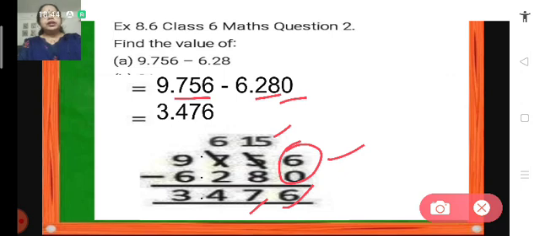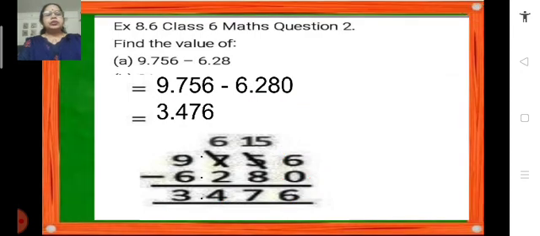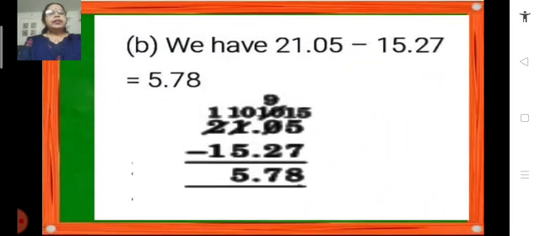Let's move on to the tenths place. Here we have 6 here. So 6 minus 2 becomes 4. Then put the decimal point. Move on to the ones place. Here we have 9 minus 6. So we get 3 here. So the answer we get is 3.476.